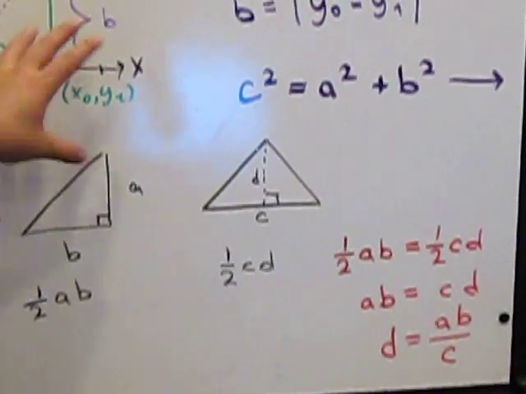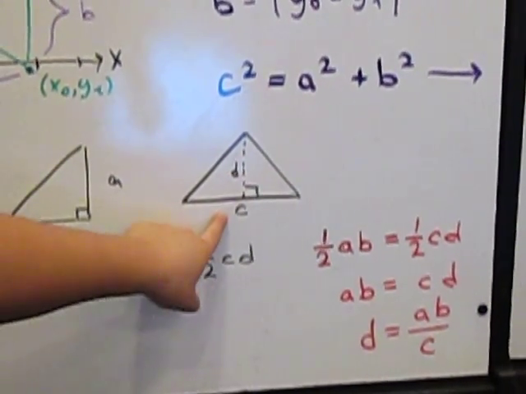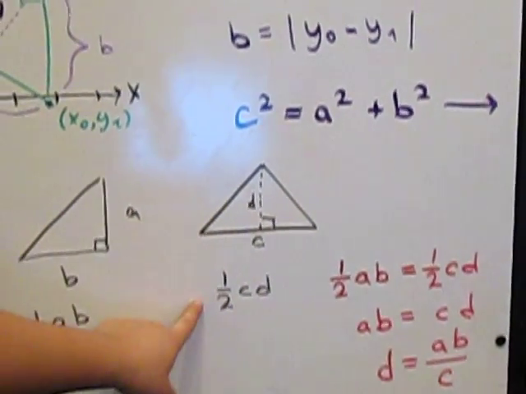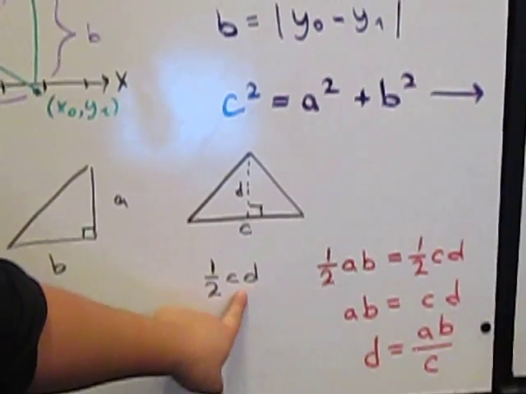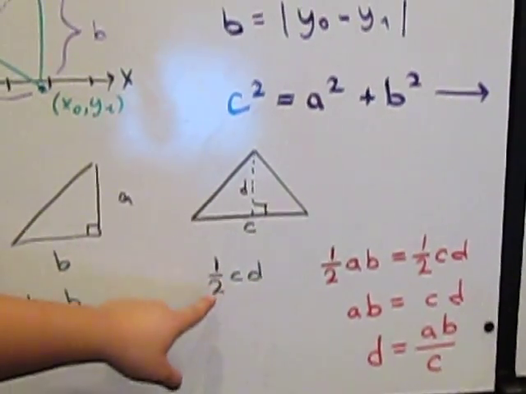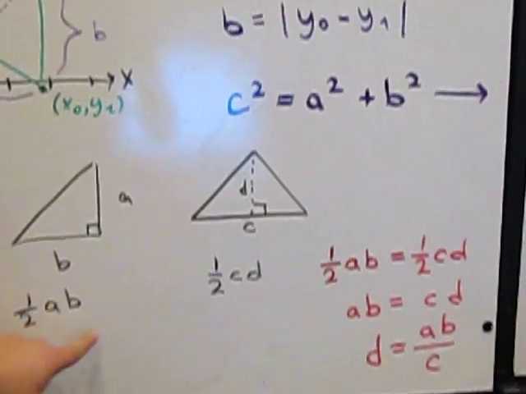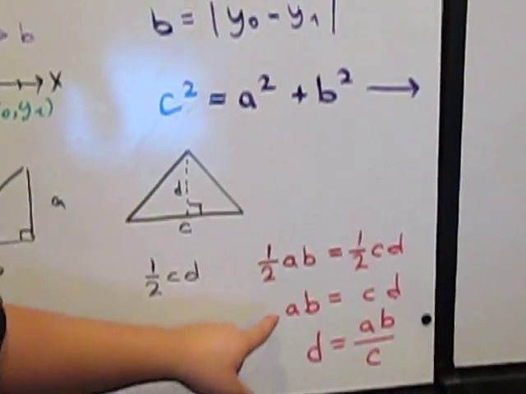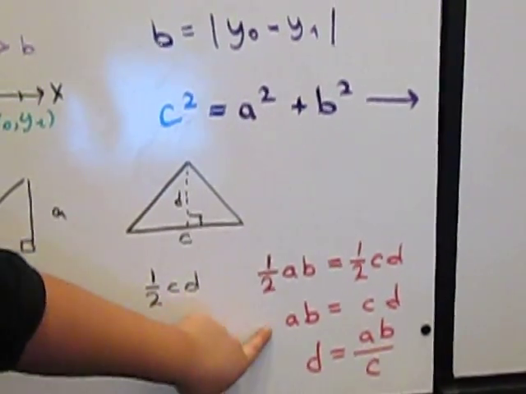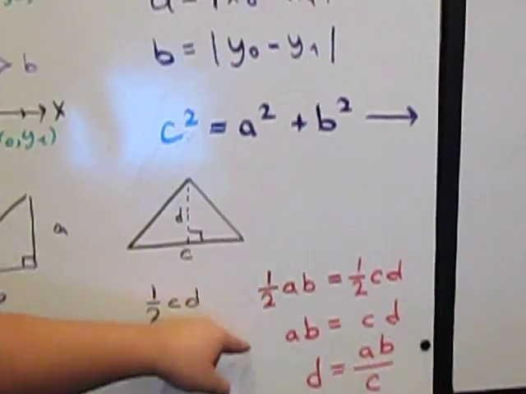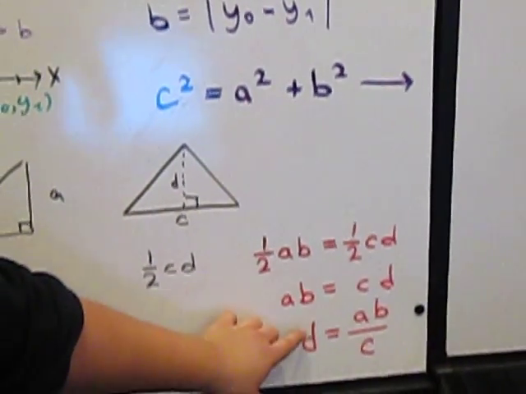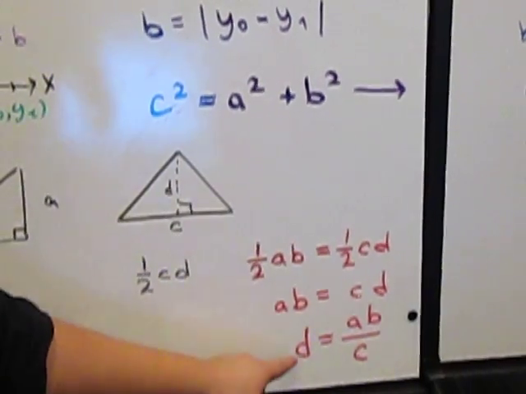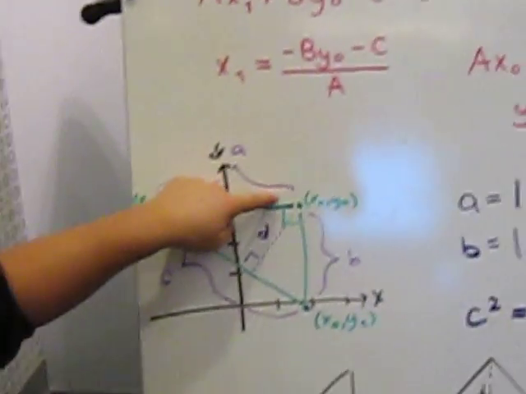If we rotate the triangle again so that C is the base, we can see that D is the height. Then the area of this triangle is 1/2 times C, the base, times D, the height. Because this is the same triangle, the areas are the same. We have those two equations equal to each other, and we get AB equals CD after we cancel out the 1/2, and we solve for D, which equals AB divided by C, the distance from our point to this line.